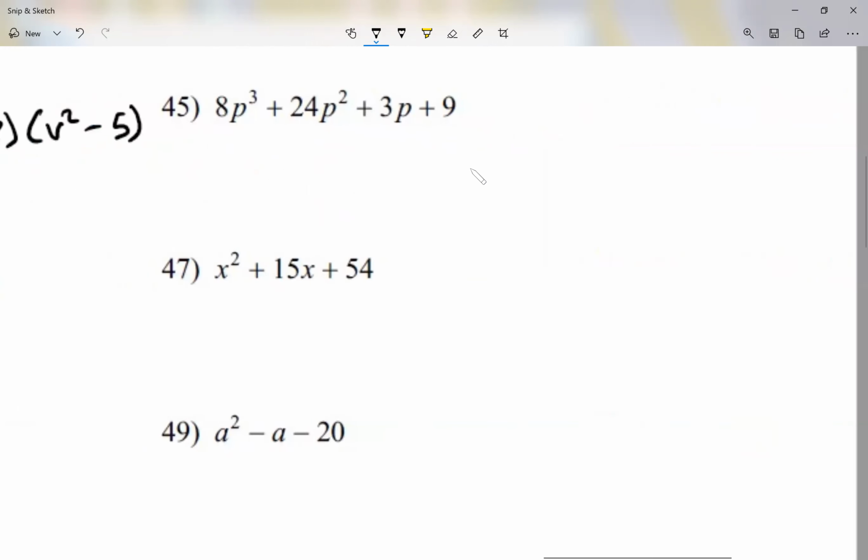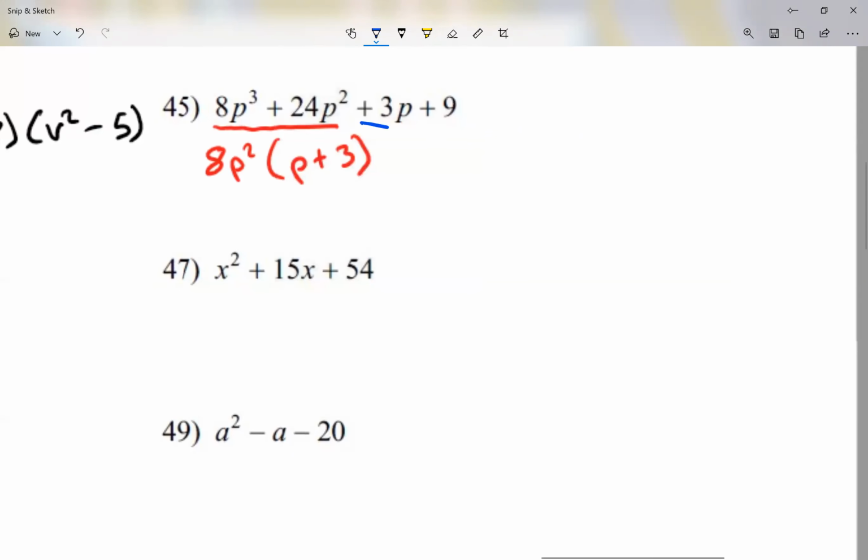So I'm going to stop at 49. So we're almost there. Looking at number 45, my first two terms. Like I said, when there's 4 terms, I look at them 2 at a time. Number-wise, I can divide each number by 8. Letter-wise, I can remove p squared from each. So I'm going to divide each number by 8. Let me remove 2 p's. So that's going to give me 1p plus 3.